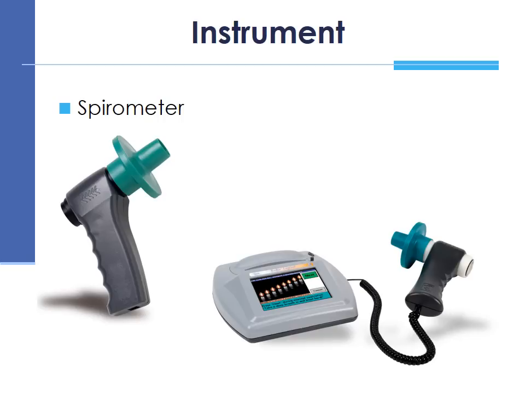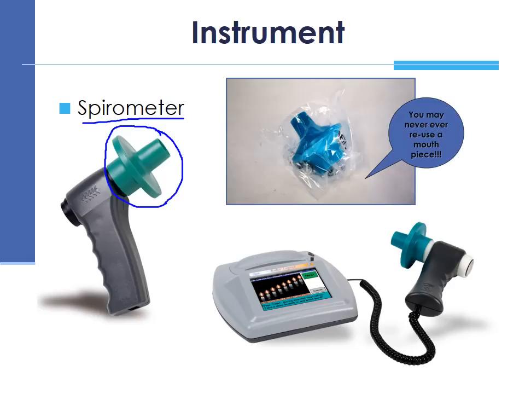The instrument that is used in order to obtain a spirogram and a flow volume curve is called a spirometer. Attached to the spirometer is a detachable mouthpiece. It's very important that when doing these lung function tests you make sure that you have taken a mouthpiece from a sealed package. It is not recommended ever to reuse a mouthpiece, as many pathogens can get trapped inside it. So always make sure that the mouthpiece used is taken from a sealed packet, and never reuse a mouthpiece.